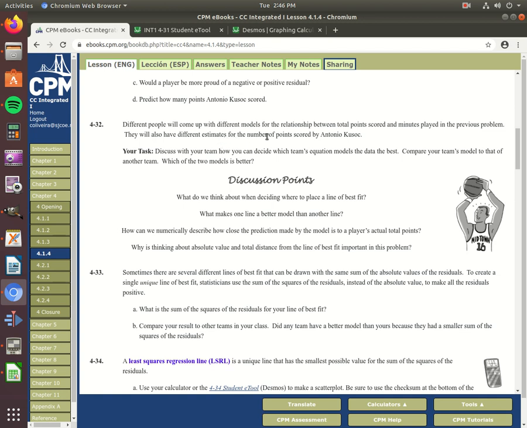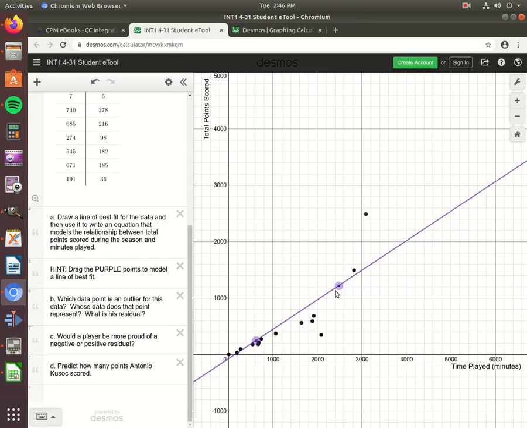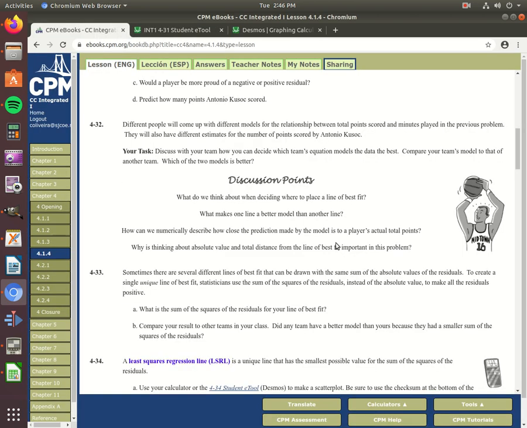It says different people will come up with different models for the relationship between total points scored and minutes played in the previous problem. They will also have different estimates for the number of points scored by Kukoc. And that makes sense, right? Like your line might have been different than my line. So maybe your line was flatter, or maybe it was steeper. Maybe it had a y-intercept up here, or maybe it had a y-intercept down here. It just depends. Everyone's is going to be different.